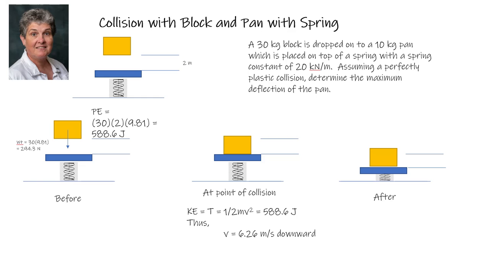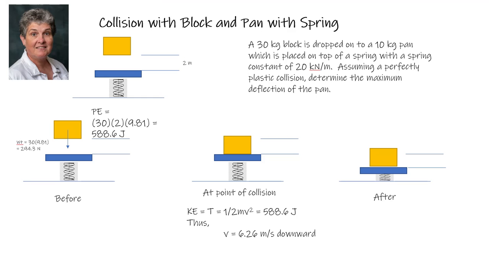So we're not going to be able to disregard the mass of the pan. And it's on top of a spring with a spring constant of 20 kilonewtons per meter. So it's a pretty stout spring. We're going to assume a perfectly plastic collision, but we want to determine the maximum deflection of the pan.